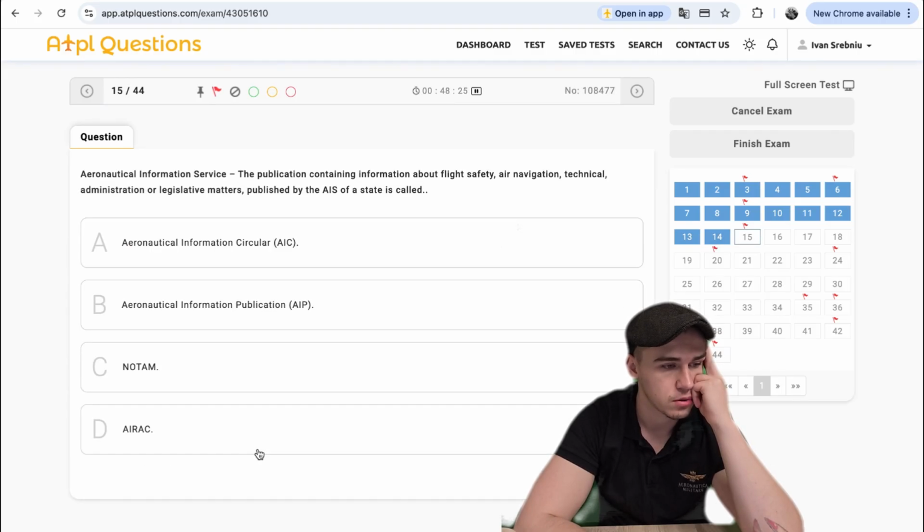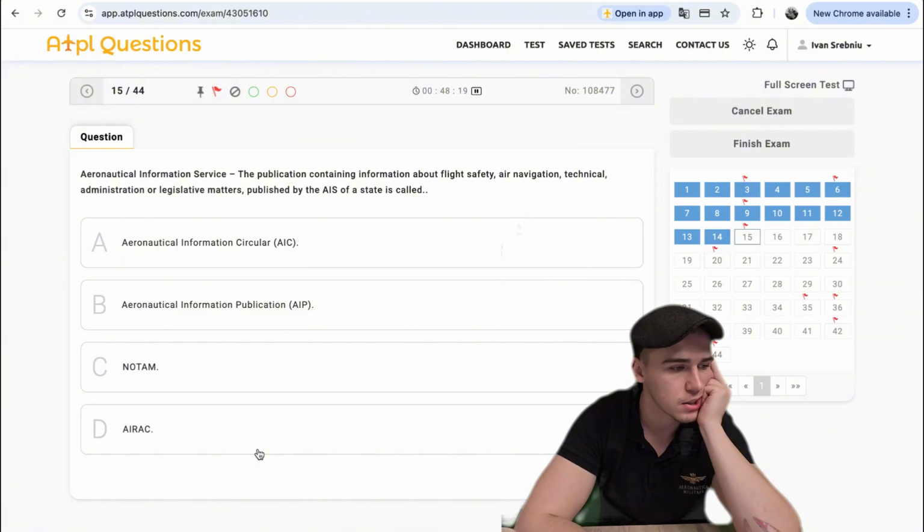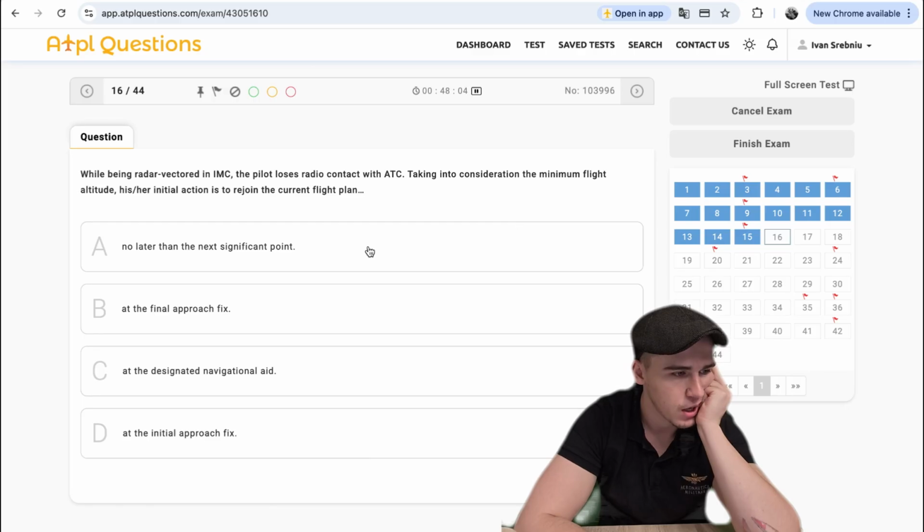Aeronautical Information Services, the publication containing information about flight safety, air navigation, technical, administrative or legislative matters published by the AIS of a state is called Aeronautical Information Circular. Just remember by heart.